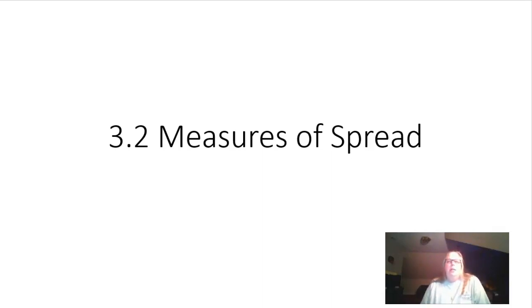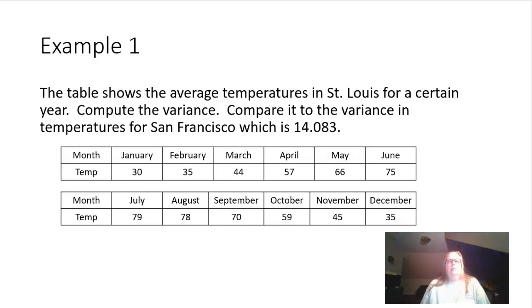These are the examples that go with lesson 3.2, measures of spread. Example 1. The table shows the average temperatures in St. Louis for a certain year. Compute the variance. Compare to the variance in temperatures for San Francisco, which is 14.083.